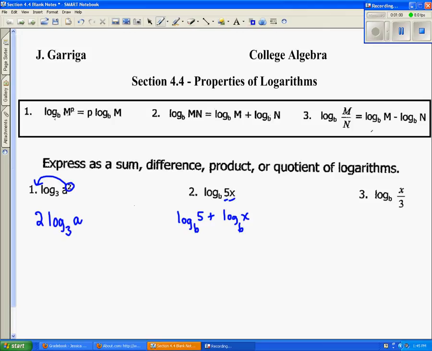And number three, if it's division right here, I can rewrite it as subtraction. So I'm going to say log base b of x minus log base b of 3. So that's just using very basic concepts of these properties introduced there.